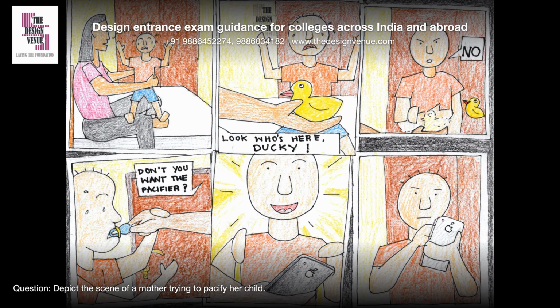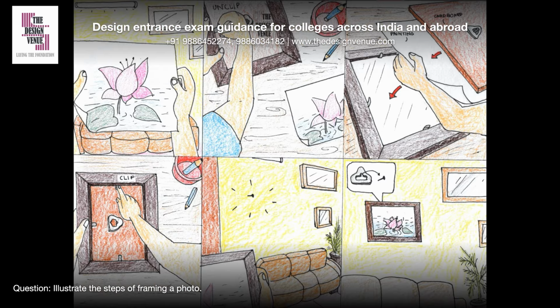This question asks us to depict a scene of a mother trying to pacify her child. Remember that in a sequence drawing, along with having a comic element, you can also convey a social message. The question here says to show the steps taken to frame a photo. In these kinds of questions, try to show as many frames as possible to completely understand the procedure. Observe the attention to details.